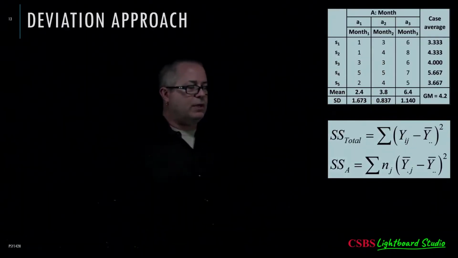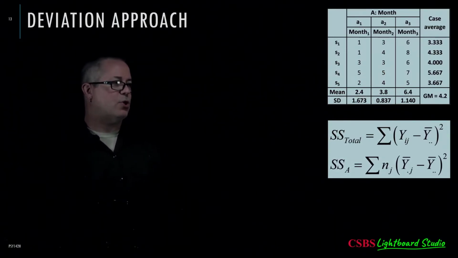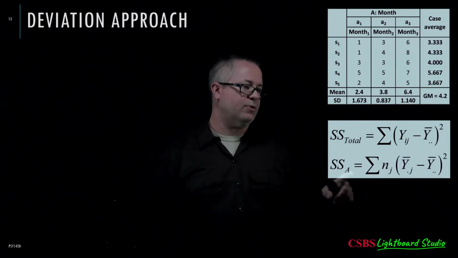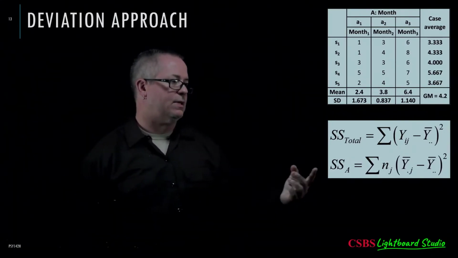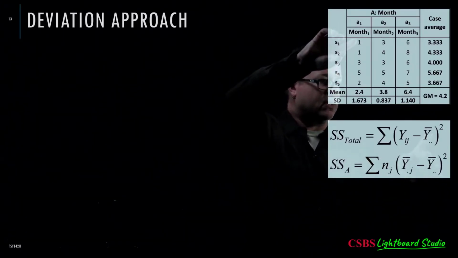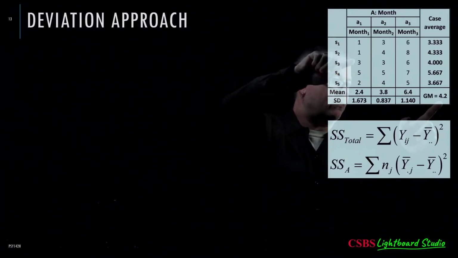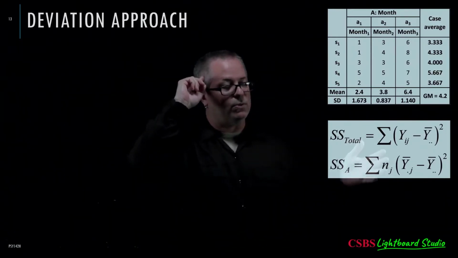So let's quickly talk about where all this stuff comes from. Total and the sum of squares for A are the same, so I'm not really going to cover those, but I'm going to write them out because it's exactly the same. Total is every subject minus the grand mean. So we're talking about 1 minus 4.2 squared, 1 minus 4.2 squared, 3 minus 4.2, going through every single score and subtracting the grand mean to get you a total variability, or total sum of squares.